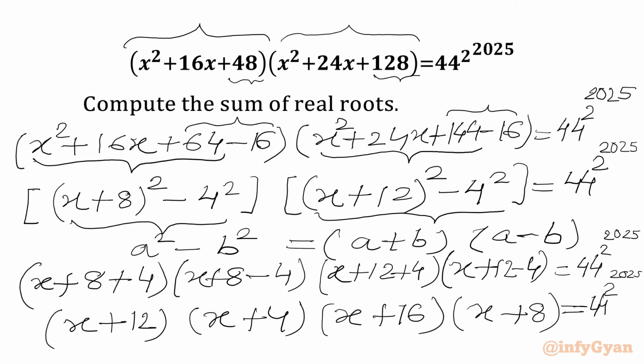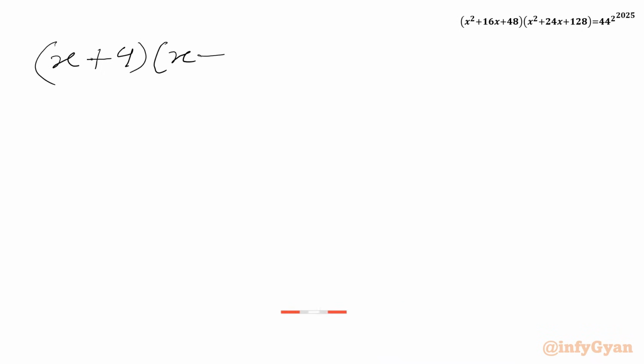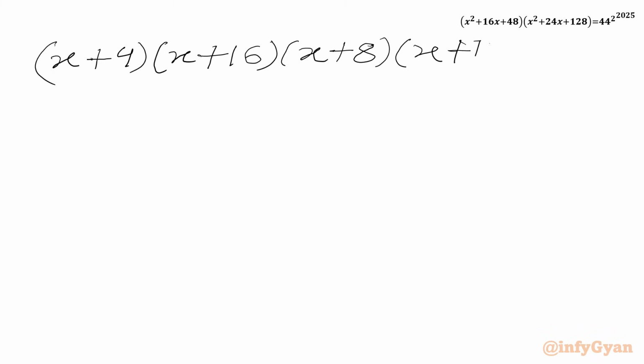Now we are going to use substitution. So if I write our equation, (x plus 4) times (x plus 16), then we have (x plus 8) times (x plus 12). In the RHS, we will write 44 raised to the power 2 raised to the power 2025.